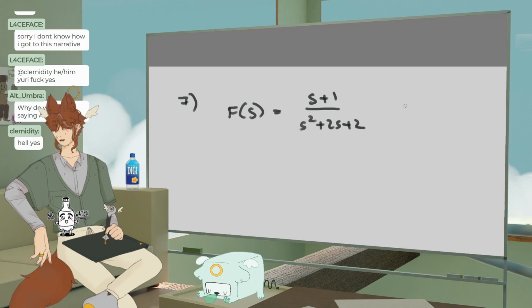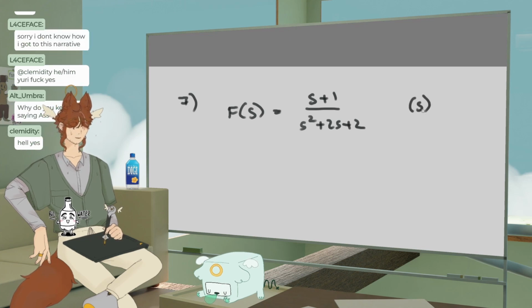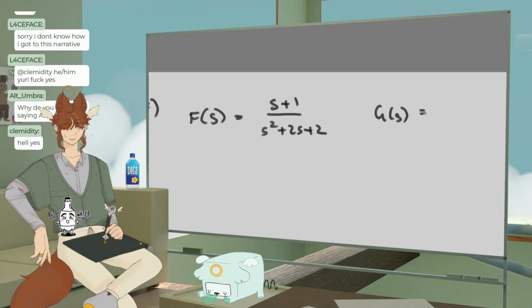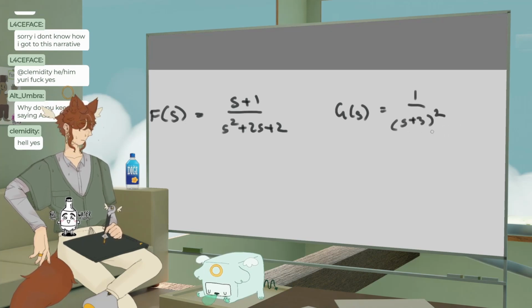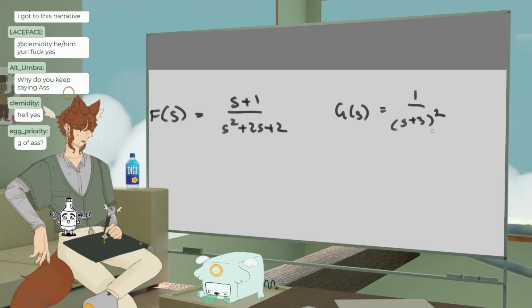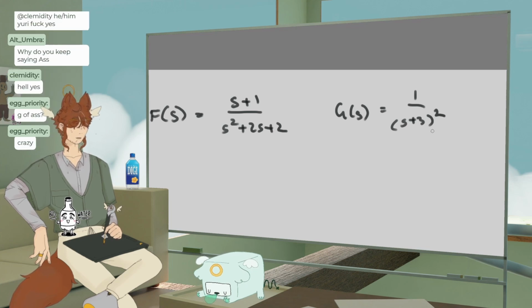Oh, he just wrote s, but I think he meant to write G of s, like that, equals 1 over s plus 3 squared. Why do you keep saying ass? G of S? It's my S. It's my accent. I don't know. I'm from the East Coast.